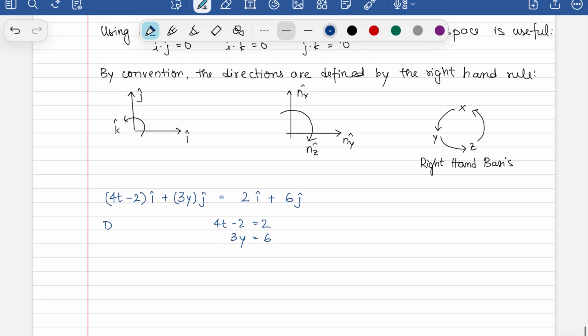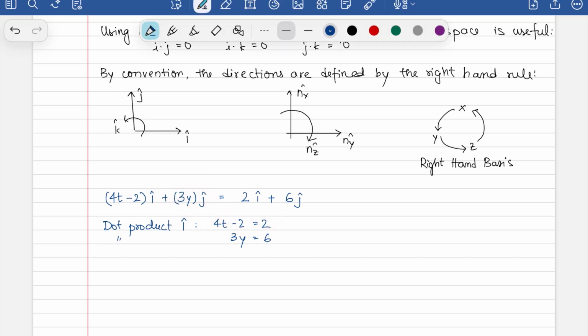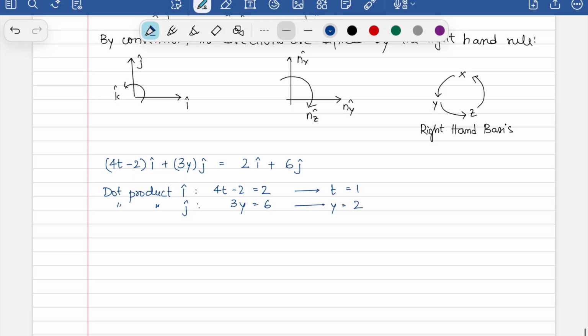So essentially here you're doing a dot product with i hat on both sides. So when you do that dot product, this becomes a scalar, 4t minus 2, and i hat dot j hat vanishes, so this becomes 0. So that's what you get here. And similarly, when you do a dot product with j hat, you get 3y is equal to 6. So you can then obtain t is equal to 1, and y is equal to 2. Okay, so this is something you should know.